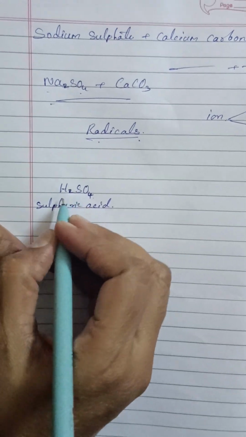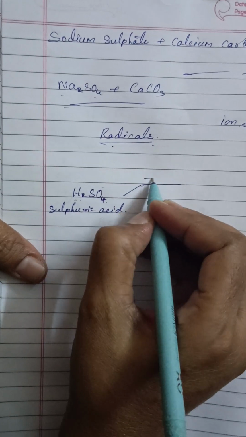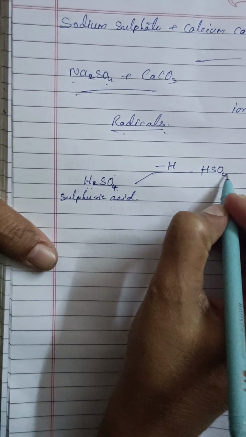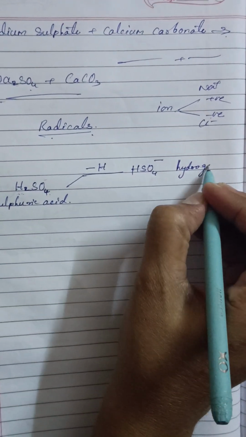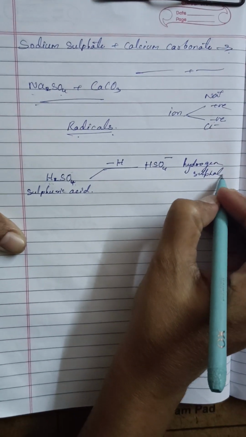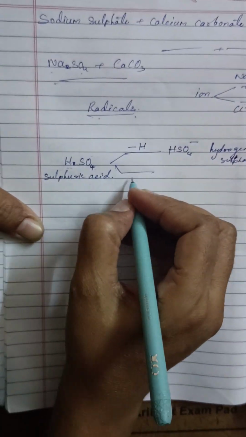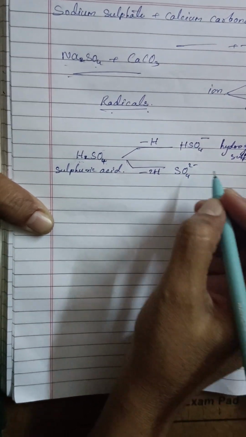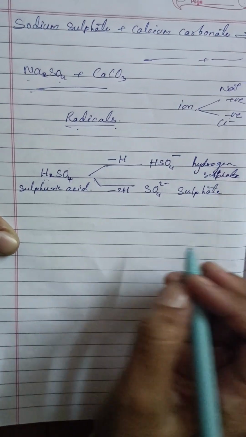In sulfuric acid, how many hydrogens are there? There are 2 hydrogens. Now we can remove one hydrogen from this. If you remove one hydrogen, we get HSO4 minus. This is called hydrogen sulfate. Before, we used to call it bisulfate, but nowadays in the books it is given as hydrogen sulfate. Next, if you remove 2 hydrogens, there will be no hydrogen at all, so it will be SO4 2 minus. When there is no hydrogen, it is considered as sulfate. Read it as sulfate.